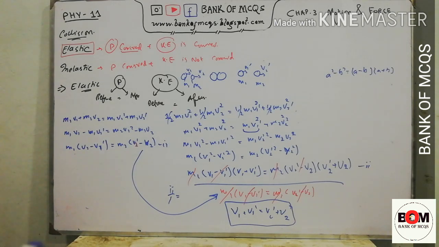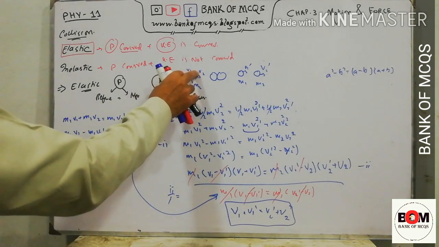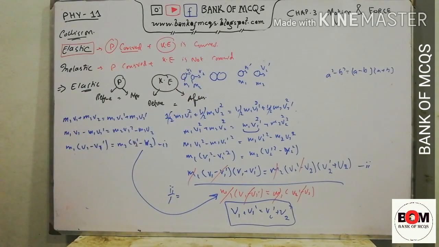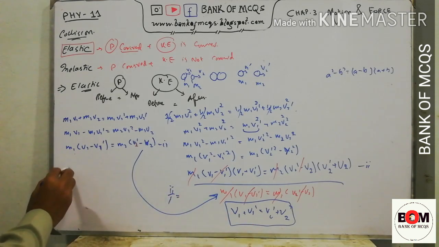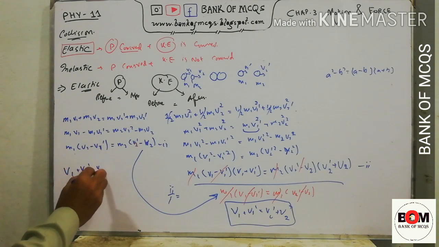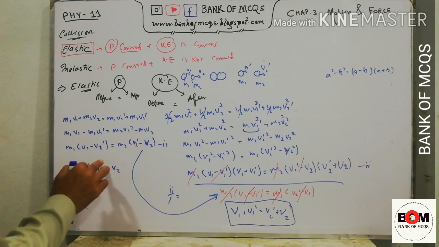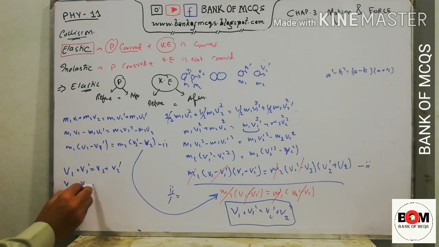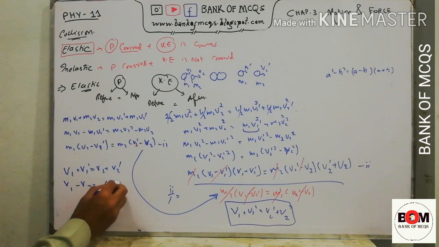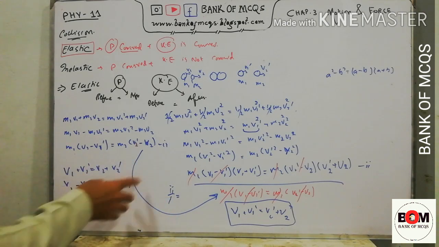Now we note that before collision, v1 minus v2 is equal to v2 dash minus v1 dash. We can also write this equation as v1 plus v1 dash is equal to v2 plus v2 dash. Now we can also write it that v1 minus v2 is equal to minus (v1 dash minus v2 dash). Now this was the equation for elastic collision.